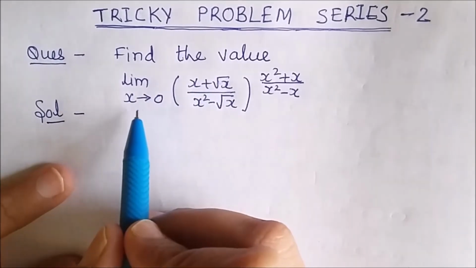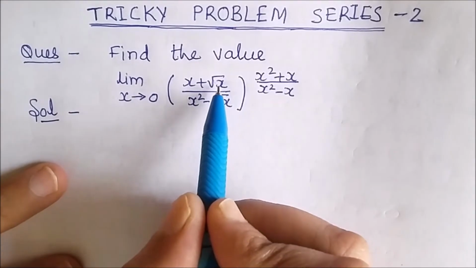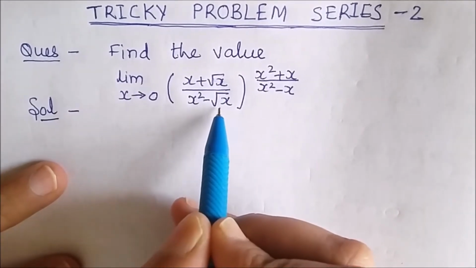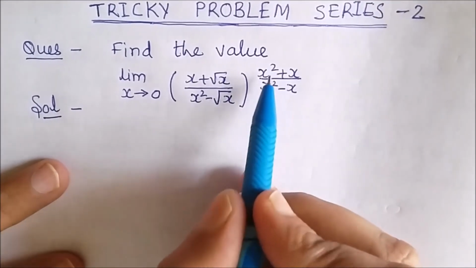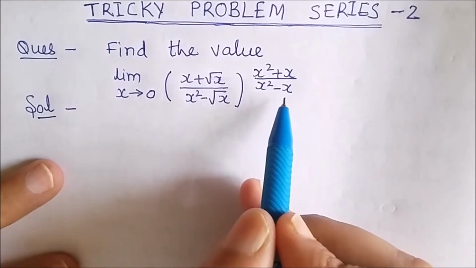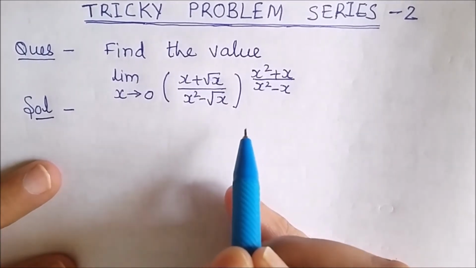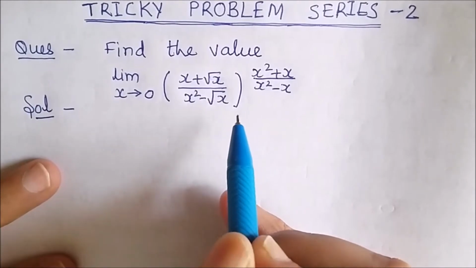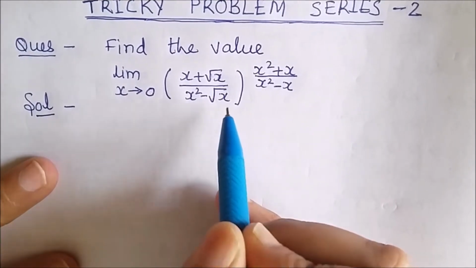Find the value of limit x tends to 0, (x plus root x upon x square minus root x) raised to the power (x square plus x upon x square minus x). Believe me, this problem is not so tricky. It seems tricky, but it is an easy problem. So see how I am doing.